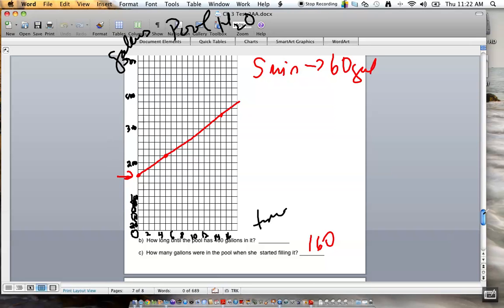Now, I showed you yesterday how to do this with an equation. In fact, I've shown it to you a couple of times. And if you understood it, great, you got it right. If you didn't understand it, I want to show you an alternative technique.